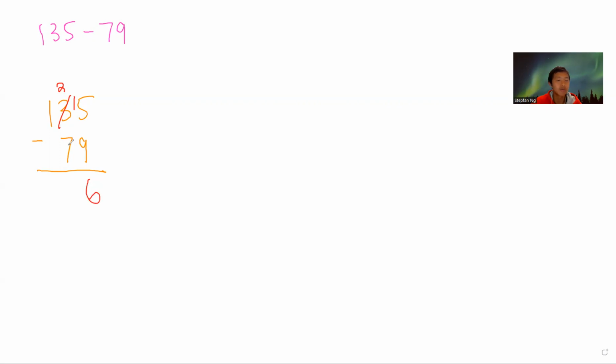And we're finally left with 2 minus 7. We can't do that, so we have to borrow 10 in the 100 place. We got 12 minus 7 is 5. So that's one way to do it. We got 56, which is perfect.